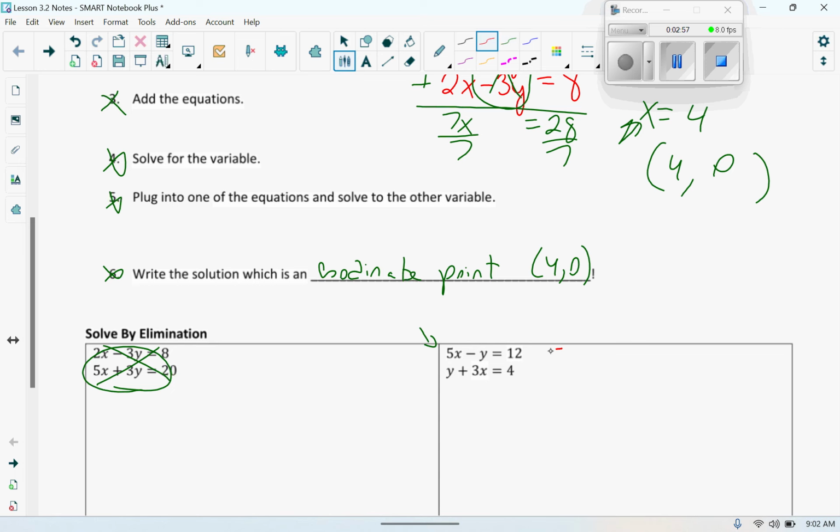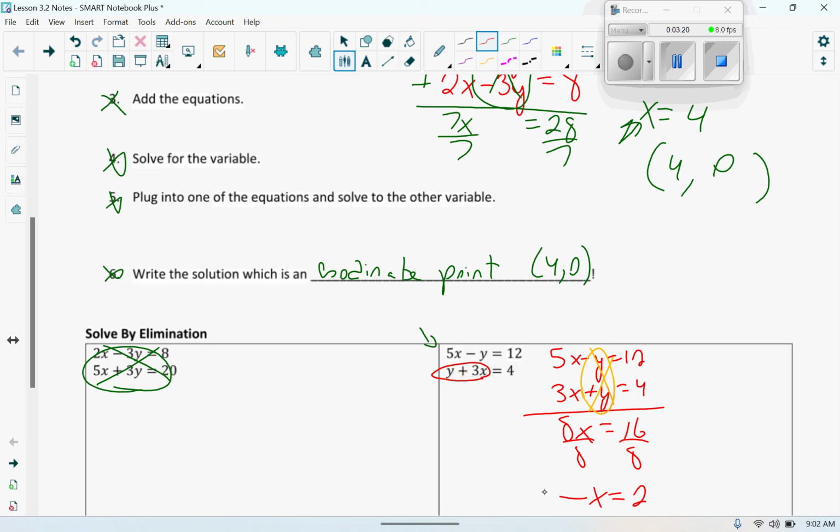So I like this top one. I'm going to keep it the same. But this one down here, I'm going to flip these two. And then if you'll notice, these cancel. So that's what I want. And so I'm left with 8x is equal to 16. Divide by 8, x is equal to 2.